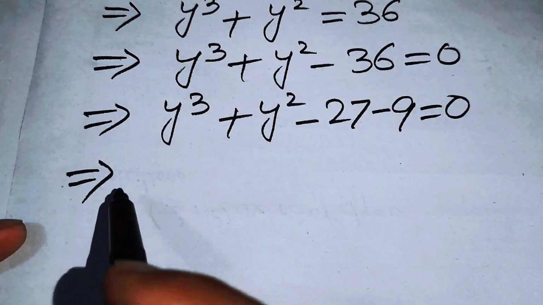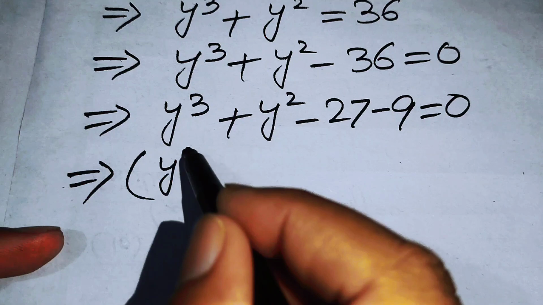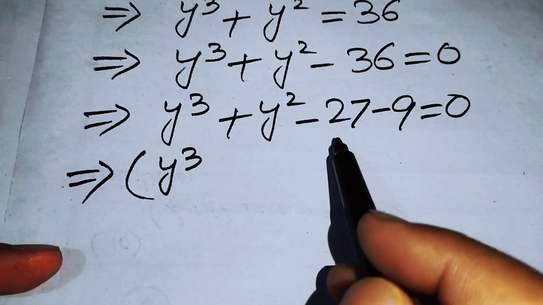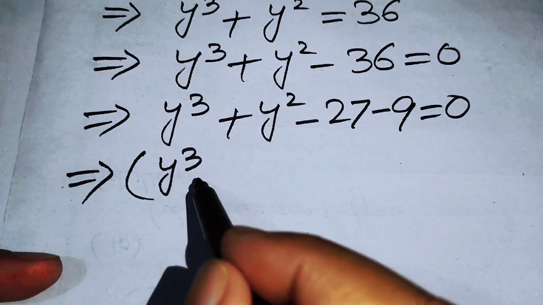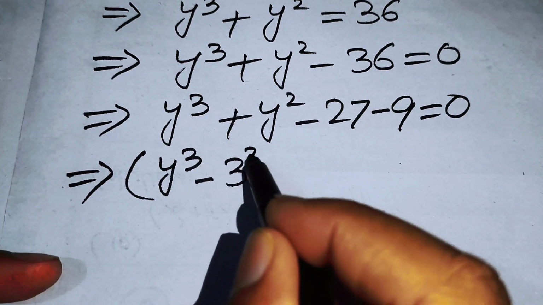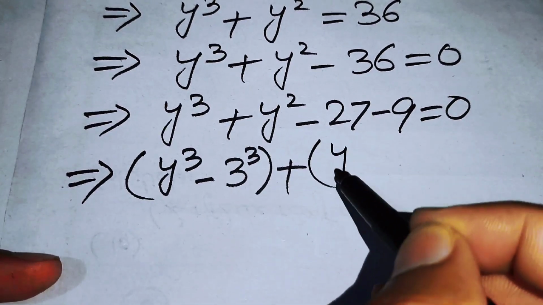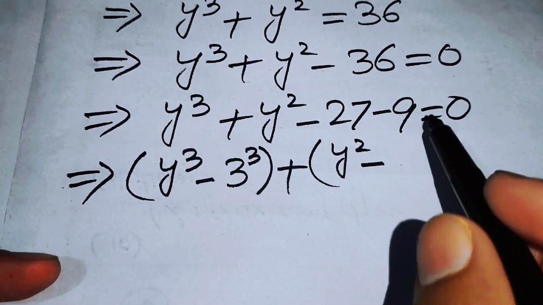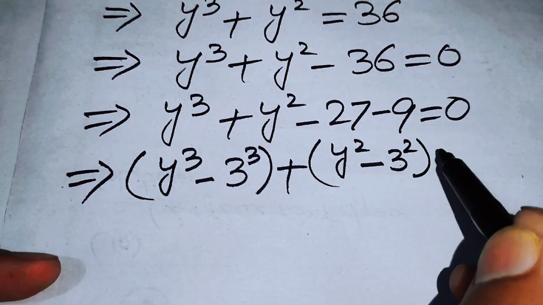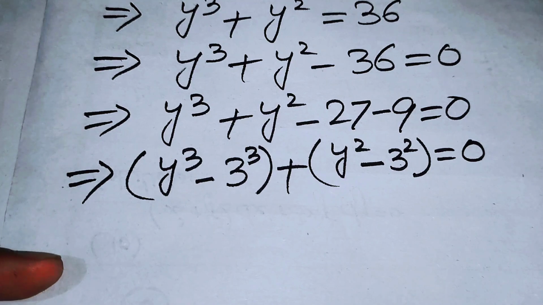So the first cubic term is y cube, and here you have minus 27, so minus 27 is equal to minus 3 cube, so it is also a cubic term. And this is the square term y square, and here you have minus 9 and it is equal to minus 3 square, and whole equal to 0.